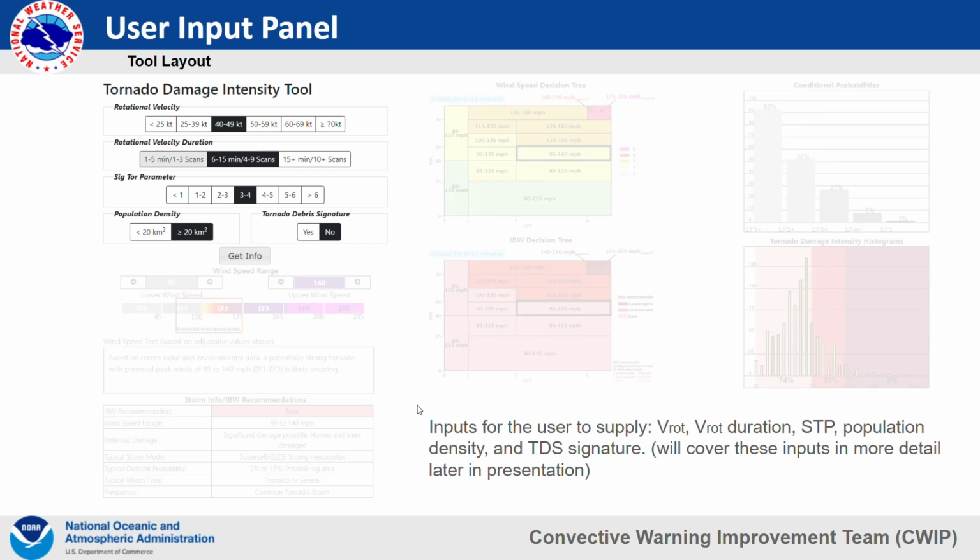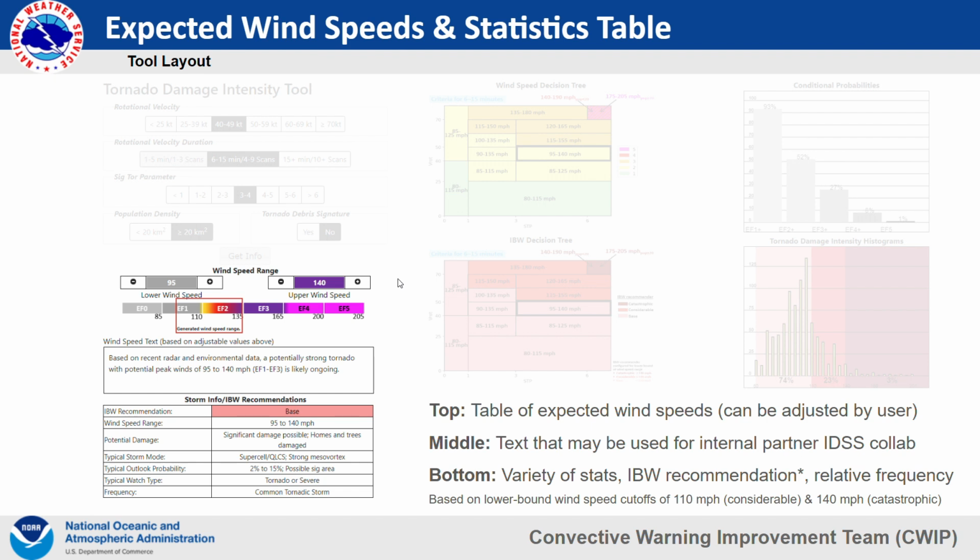First, the user input panel. This is where you'll be inputting your data to get the output from the tool. You supply your VROT duration, your significant tornado parameter, population density, and TDS signature. And we'll go over how to use each of these inputs here in a little bit.